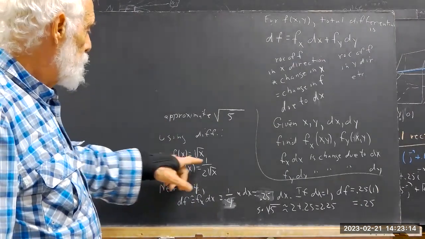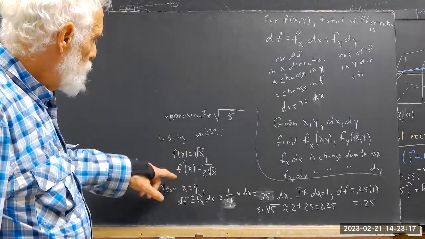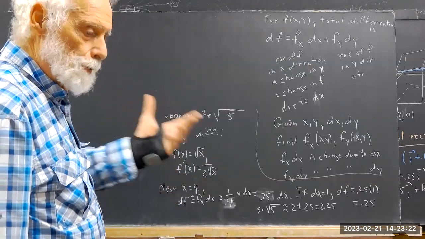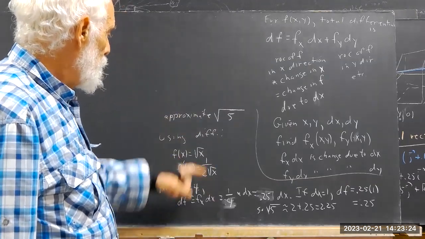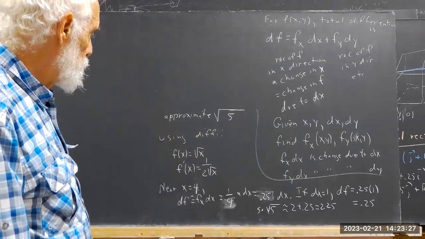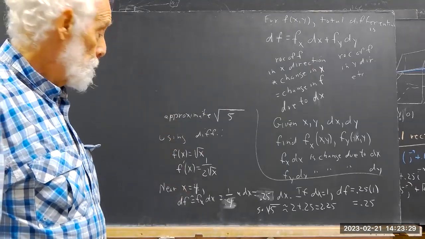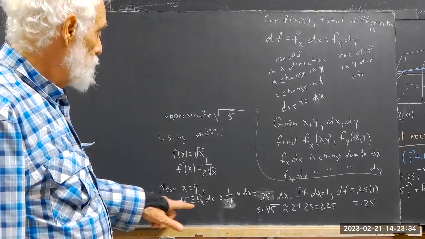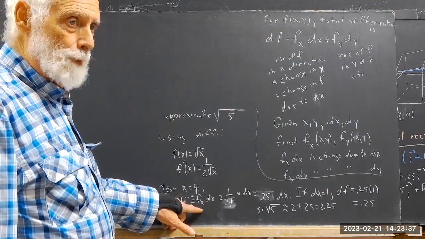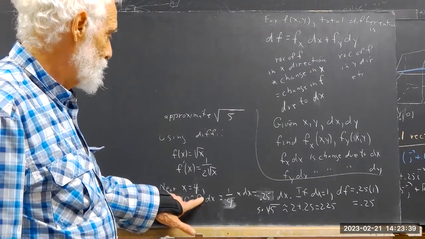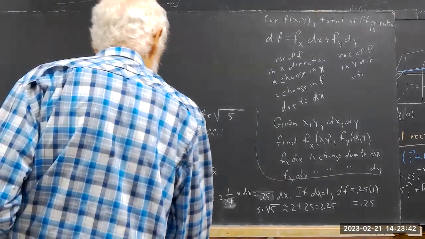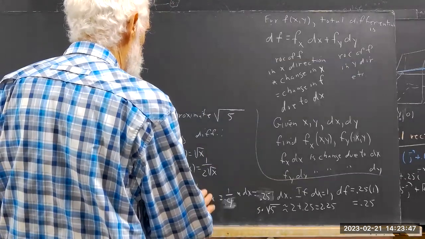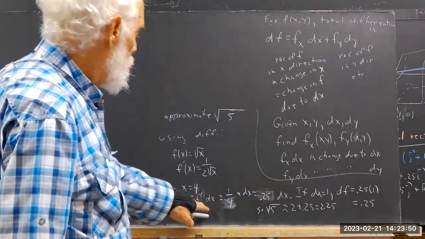Okay. In this case, f of x is the square root of x. And we just use f prime of x. We don't have to use an f sub x and f sub y because there's only one dimension. So we just use f prime. And there it is, 1 over 2 square root of x. Near x equals 4, df, the change in f, is approximately equal to f prime (I wrote f(x), I should have written f prime) times the change in x.